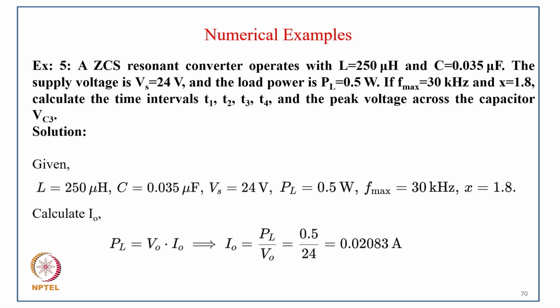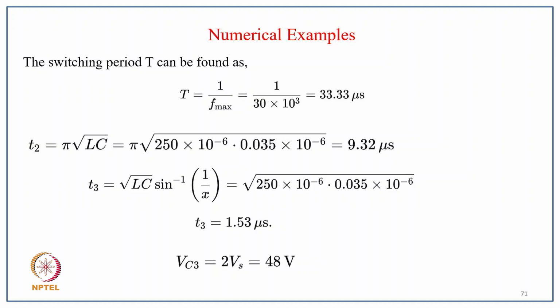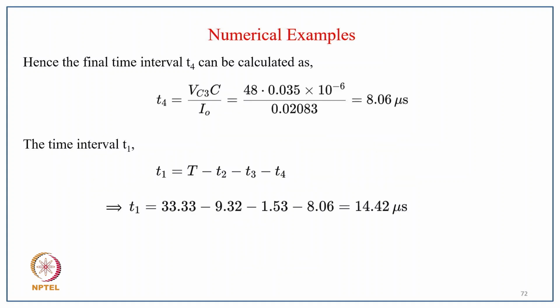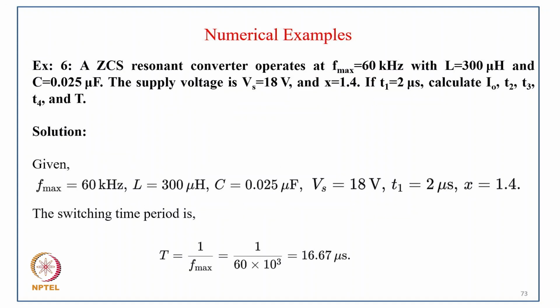So calculate I0 from power, we get PL upon V0, that comes 0.02083 ampere, and the switching period T equal to 1 upon F max, that comes 33.33 microsecond, and T2 is pi under root LC, it comes, putting value, 9.33 microsecond, and T3 comes under root LC sin inverse 1 upon X. So this T3 comes 1.53 microsecond, and Vc3 is 2 Vs, that is 48 volt, and T4 is equal to Vc3 C upon I0. So putting value, it comes 8.06 microsecond, and time interval T1 equal to T minus T2 minus T3 minus T4. So T1 comes 44.42 microsecond.